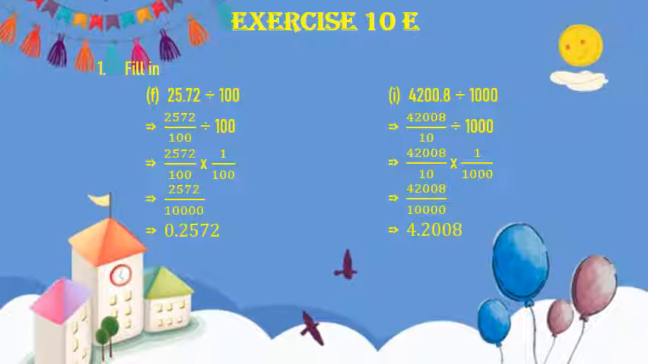Now children, we can write this as decimal fraction, which is equal to 4.2008. So here again in the product we can see that since there are 3 zeros in 1000, the decimal point has shifted 3 places towards the left, and therefore our product is 4.2008.